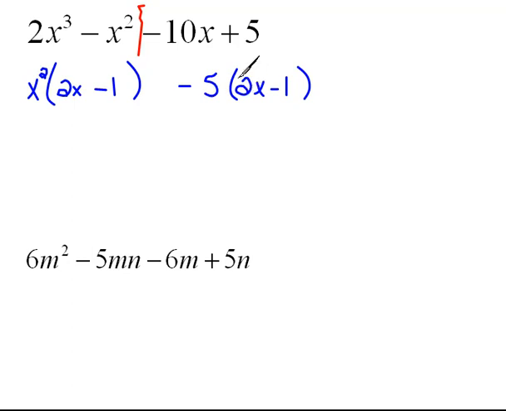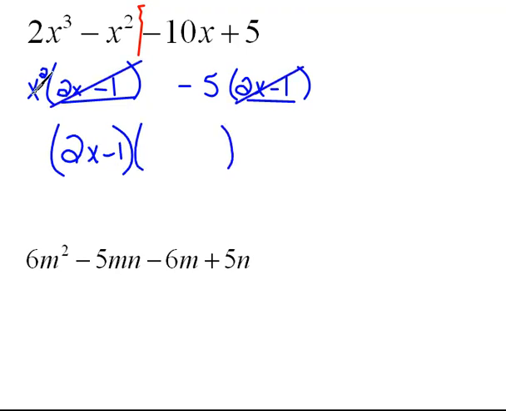Absolutely. Now you can check this really quickly and carefully to make sure that you get right back to where you started. Negative 5 times 2x is negative 10x, and negative 5 times negative 1 is a positive 5. So this is a correct factorization. And we needed it to be this way because now we have a common 2x minus 1 for both of those terms that we can factor out. When we pull it out of both terms, we're left with x squared and a negative 5. So this is how that factors.